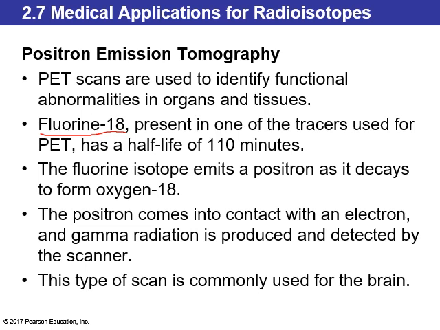So you would administer some compound that's been labeled with this fluorine-18, and then you can image the fluorine-18 as it decays to form oxygen-18. So the positron comes into contact with an electron, and gamma radiation is produced and detected by the scanner. And so, as I said, this type of scan is commonly used for the brain.